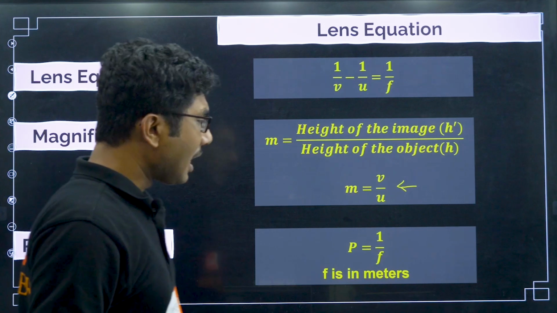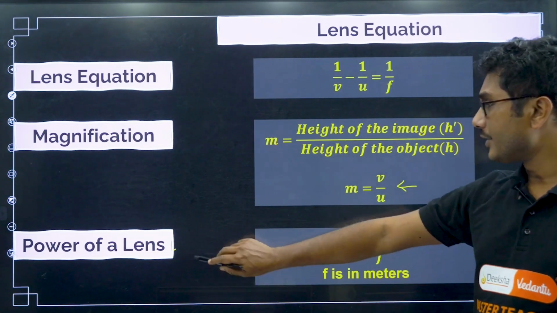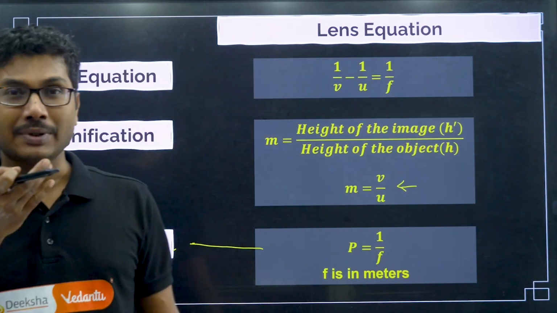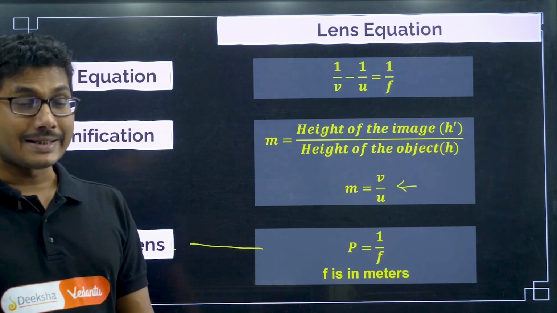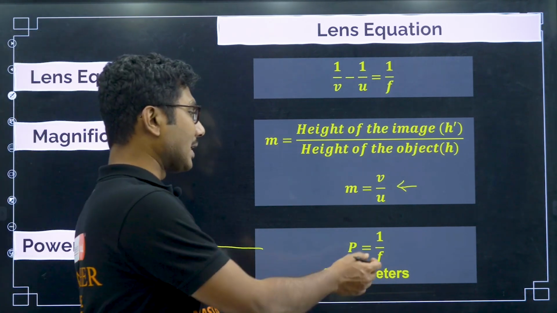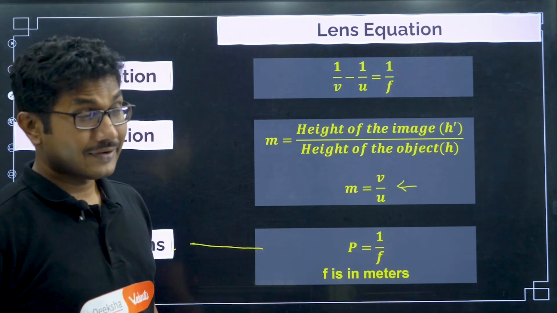Now in case of lenses, we have one more thing to consider, that is the power of the lens. Power of the lens is determined by 1 by F. We sometimes use the power of the lens in the next chapter, that is the human eye chapter. So they might give you some value. Based on whatever is the sign of the power, you can say whether it is a convex lens or a concave lens, right?